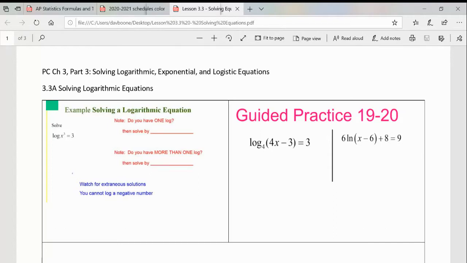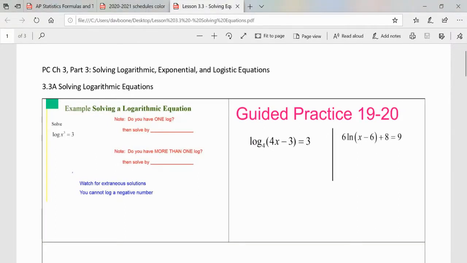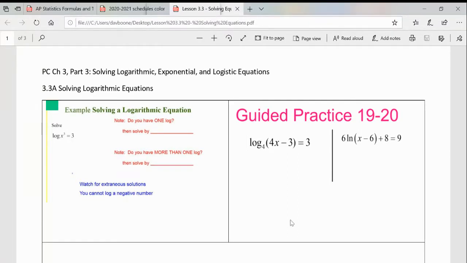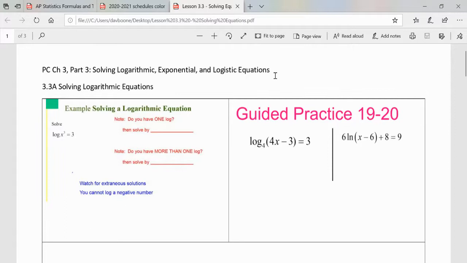Hello, pre-calc. Welcome to section 3.3, chapter 3, part 3, on solving logarithmic, exponential, and logistic equations. So again, we'll take a look at solving our logarithmic and exponential equations. It's kind of a review of the last few years with a little bit of an extension to that. But then we'll look at the new part of logistic equations.